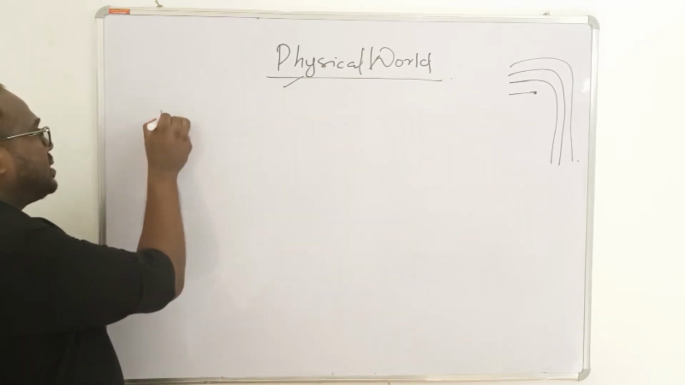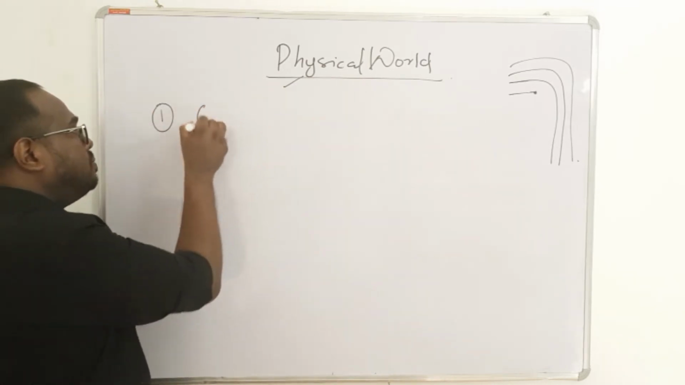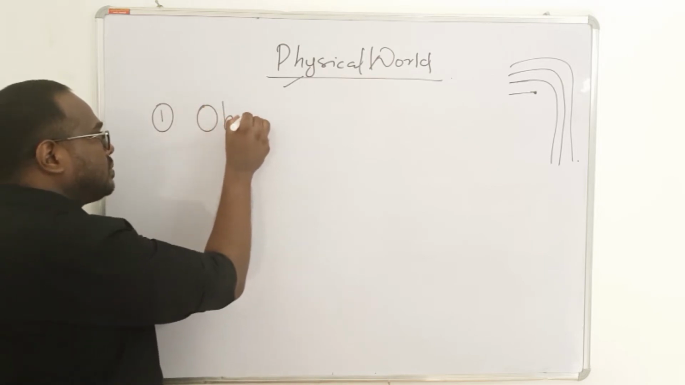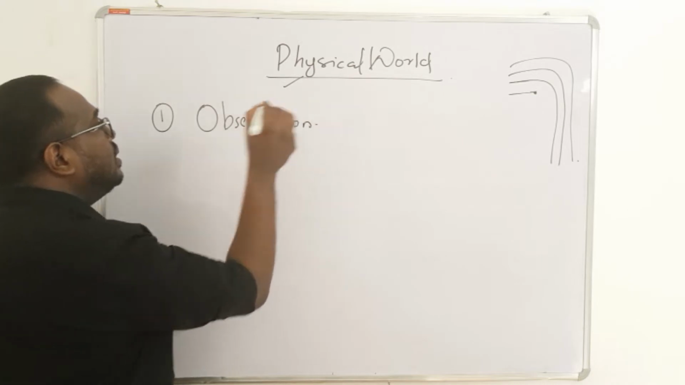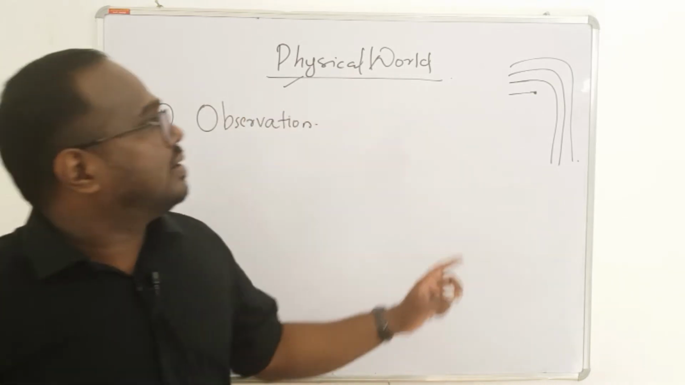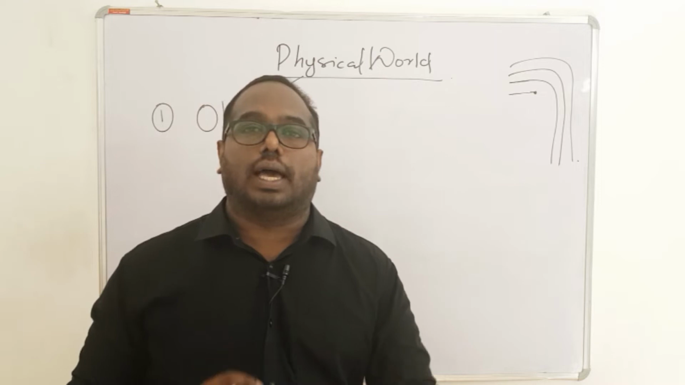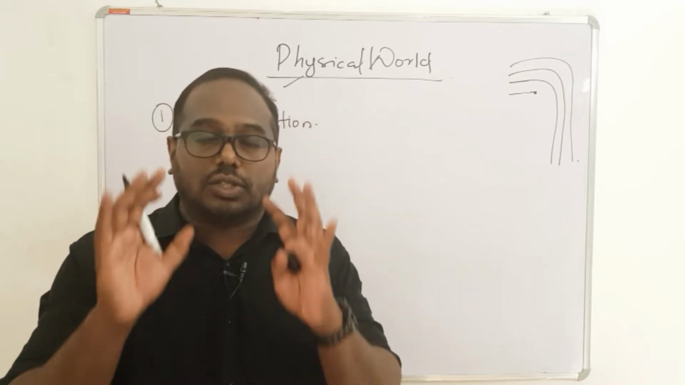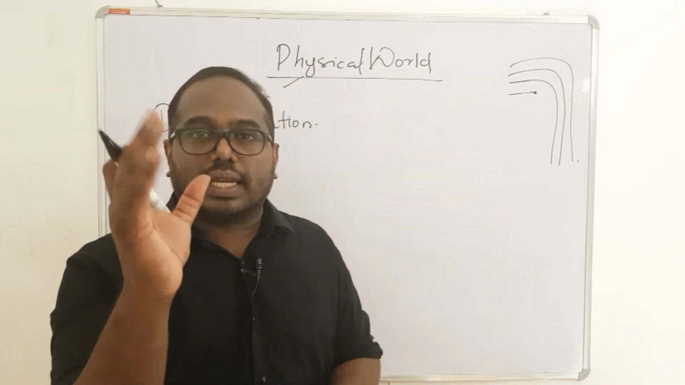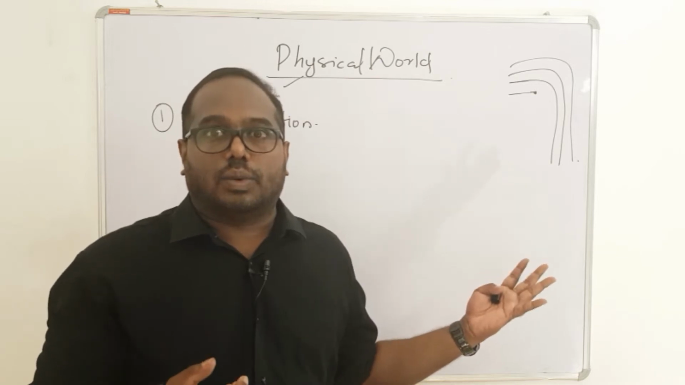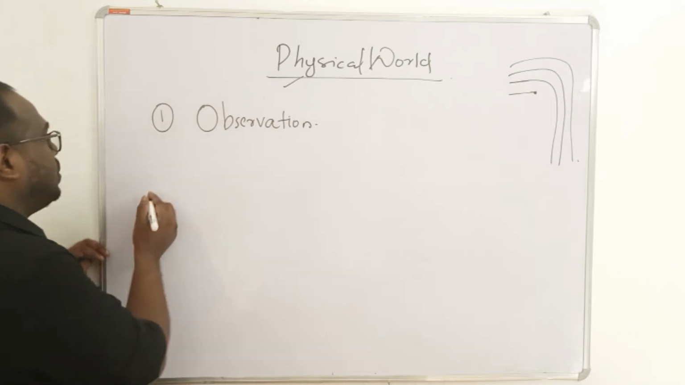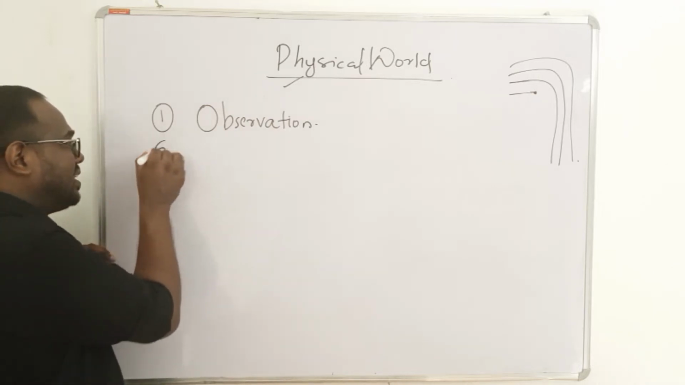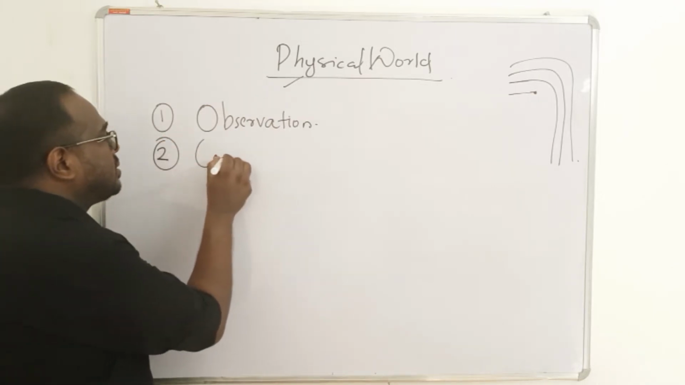So the first step is observation. What you have observed here is that water is falling from a height. Okay, that is your observation. Second, you want to study that thing, right? What is happening there? To study that, what will you do? Second, controlled experiment.